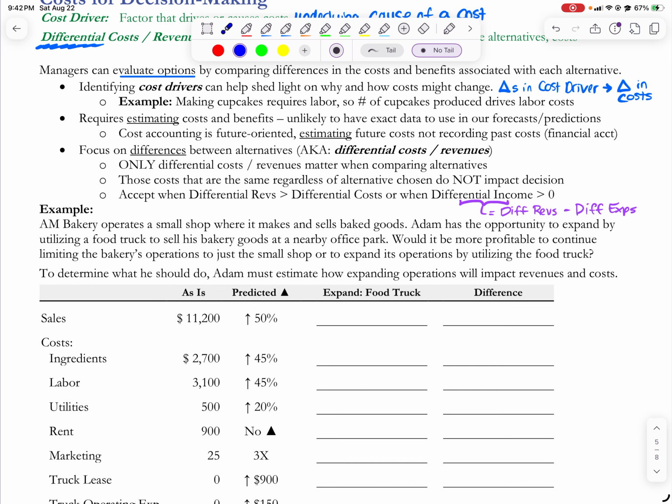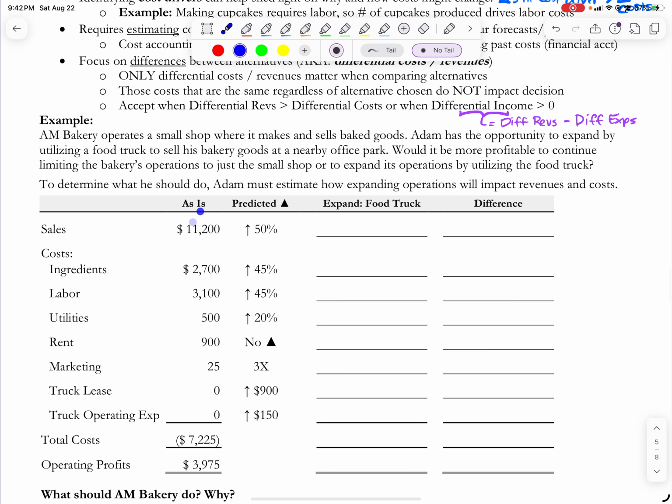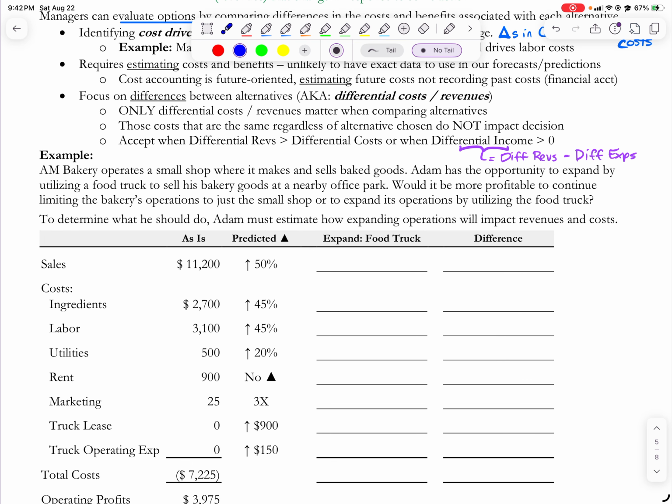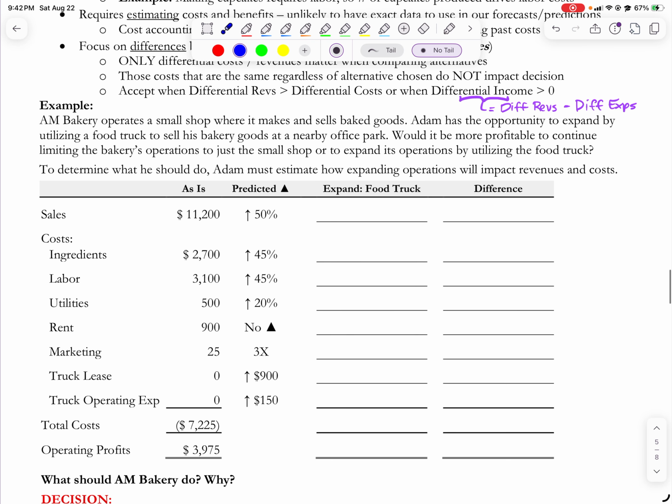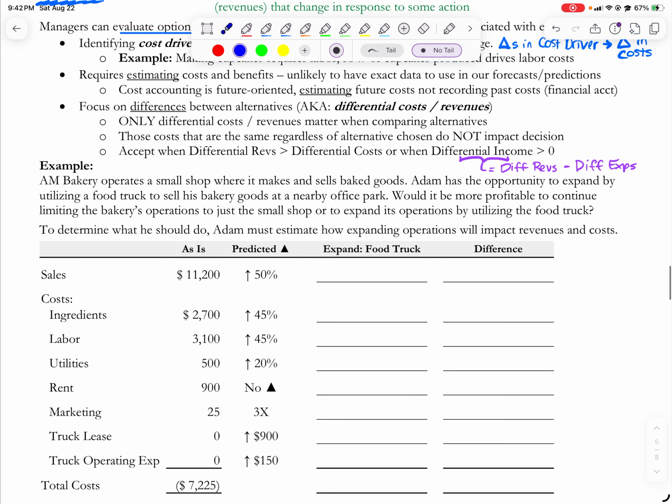Would he be more profitable to continue limiting his bakery to just that small shop, or would he be more profitable if he expanded to open these new operations in a food truck? So basically, is he better off with just the small shop, or is he better off with the small shop plus the food truck? So as is, just the small shop. This expanded, with the food truck, as if he added the food truck to his operations. So we're going to evaluate whether or not he should expand his operations.